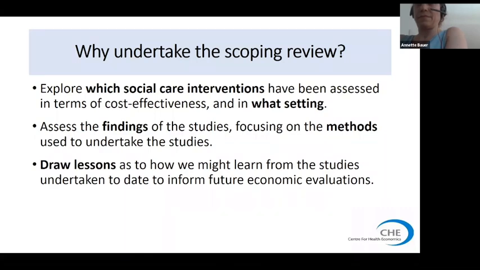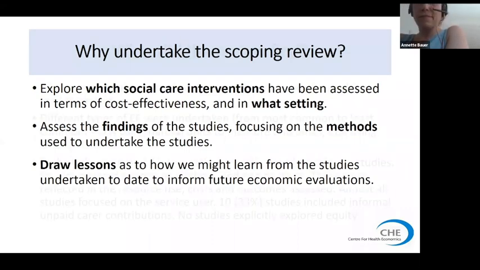So for those of us either interpreting or undertaking new economic evaluations in the area, how can we benefit from the experiences that other analysts have had in undertaking these evaluations in the past? If you could turn the slide, Michela, thanks.